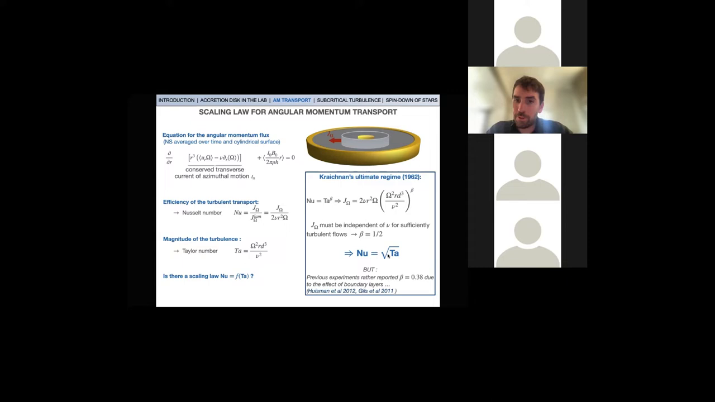Unfortunately, it has not been observed in experiments. If you look at the Taylor-Couette systems that have been used, previous experiments reported beta equal to 0.38. So it's in fact a very important result. What it tells you is that in a Taylor-Couette flow, this is the best you can get. Why? Because the angular momentum is injected at the boundary. So you have some viscous boundary layer at the boundary of the cylinder. And these people showed that even if you're driving a very turbulent flow, the angular momentum transport has to depend on what's happening in these viscous boundary layers. So you can never forget about the viscosity in the fluid. And the ultimate regime is not reached, and you get something like that. It can be called an ultimate regime for Taylor-Couette flow, but it's not Kraichnan's prediction. It is not what we would expect for a real system, an astrophysical system.